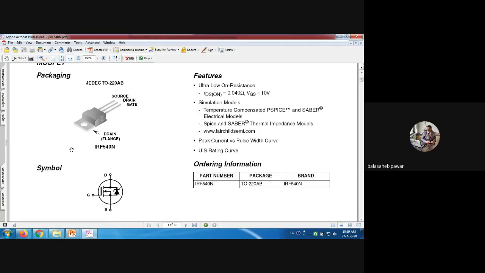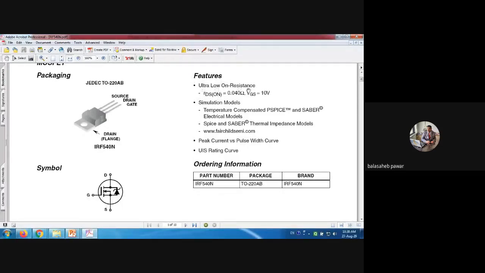Means what? The resistance offered by that device will be very, very small, closer to 0 ohm, and hence the voltage drop across that transistor, the voltage between drain to source, will be closer to 0 volts. Are you getting it? So being an on switch, this transistor should get forced into its ohmic region, and being an off switch, it should get forced into its cutoff region. It should not remain in the saturation region, the middle region. Are you getting it now? And that's why the first feature mentioned here is ultra low on resistance.